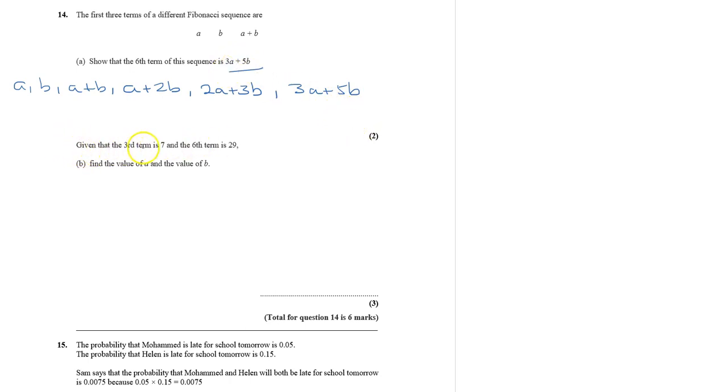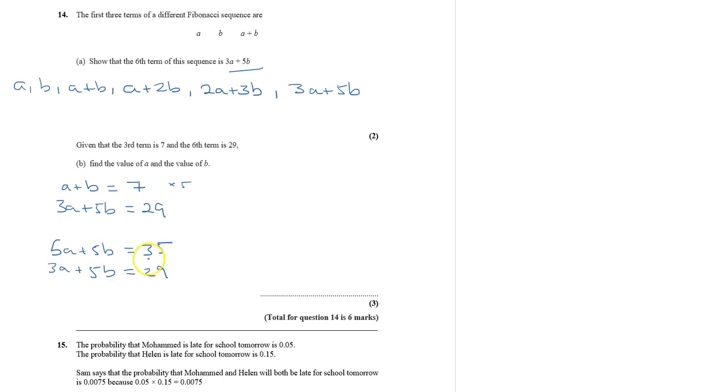Now it says, given that the third term is 7 and the sixth term is 29, find the value of A and the value of B. Now the third value then, so we've got A plus B is equal to 7. And then we've got 3A plus 5B is equal to 29. So we've got a simultaneous equation to solve. Now what we're going to do is times the top one by 5. So then I have 5A plus 5B is equal to 35. And then we've got 3A plus 5B is equal to 29.